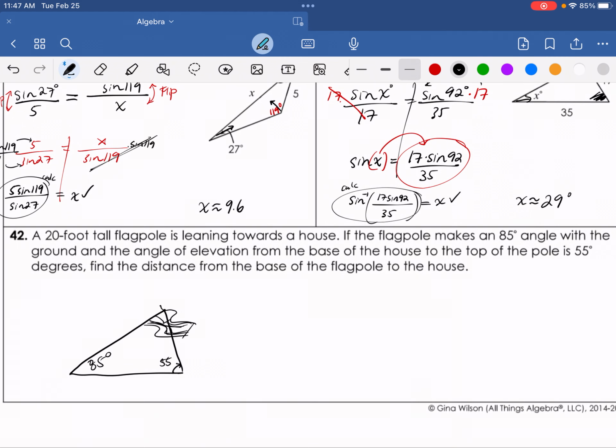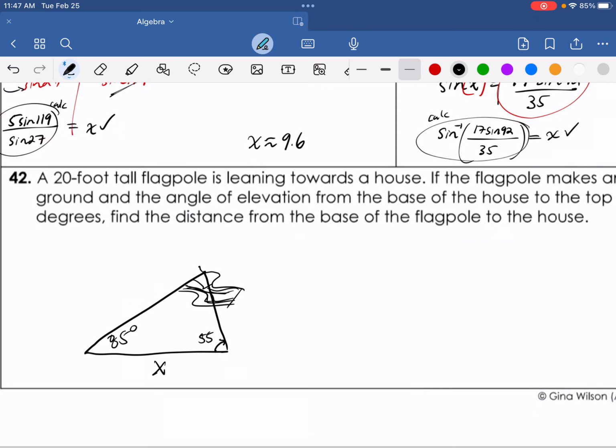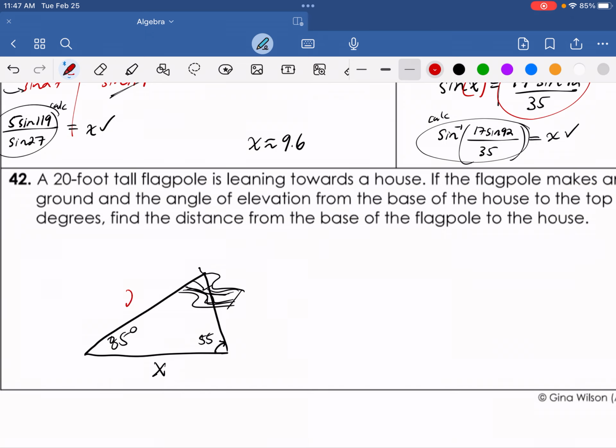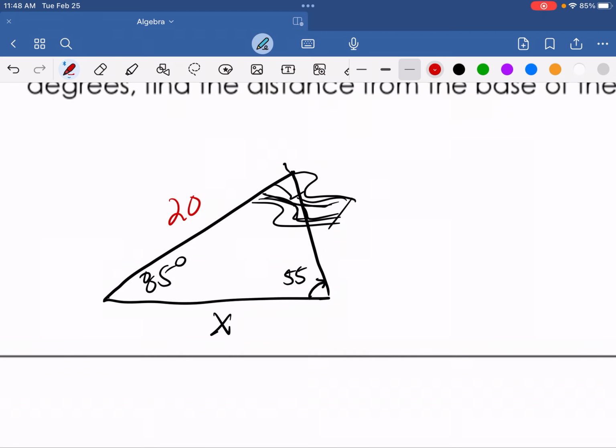Find the distance from the base of the pole to the base of the house, so you're finding here. All right, so if that's what I'm finding, oh yeah, and then the flag is 20. So don't forget the flagpole is 20. That was at the beginning of the problem. So if you're finding this part, I'm gonna erase the little flag. We need to know how many degrees the top corner is. You need to know it because it's the pair of x.